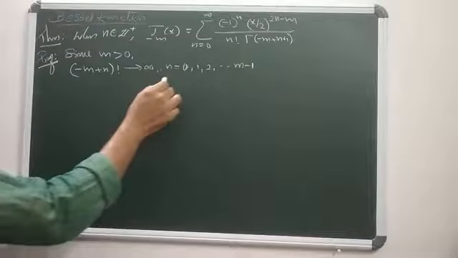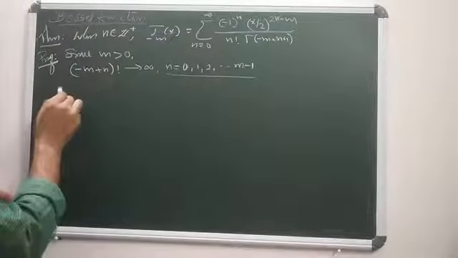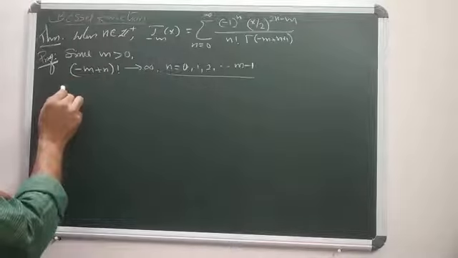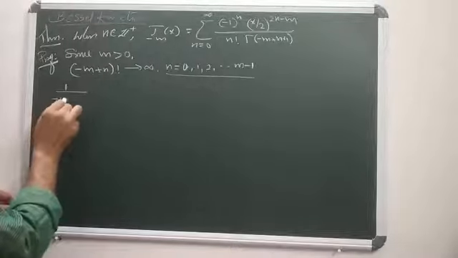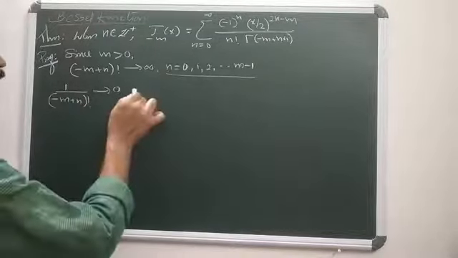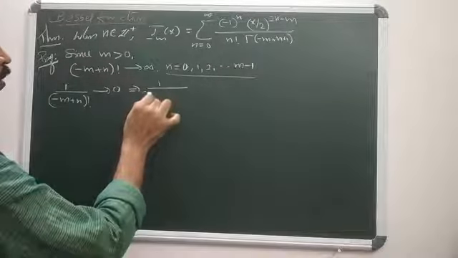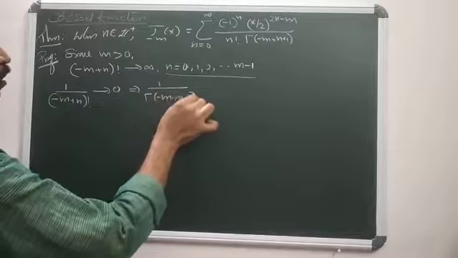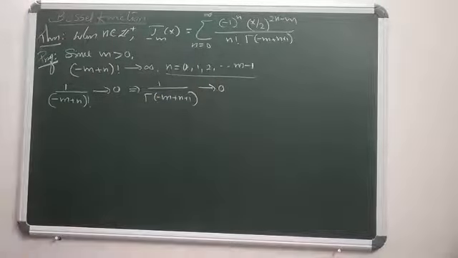So when n equals 0, 1, 2, 3, etc. up to m minus 1, (-m+n) factorial goes to infinity, which means 1 by (-m+n) factorial goes to 0. Agreed. That means 1 by gamma of (-m+n+1) goes to 0. M is positive, and we know that (-m+n) factorial goes to infinity when n equals 0 up to m minus 1. So 1 by gamma of this quantity goes to 0. Okay.